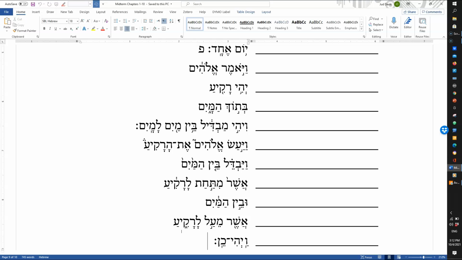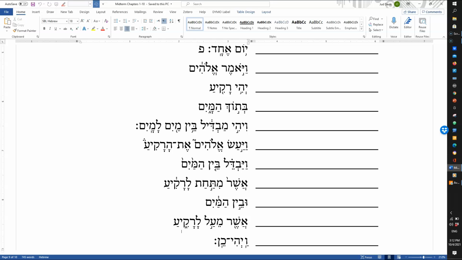So this is a participle from the word separate, and it's a hithpael. Nearly always when you have a mem and a hireq yod between the second and third, it's always going to be a hithpael participle. Let it be, how would you translate that, would you think? Let it be separating, or let it be causing a separation.